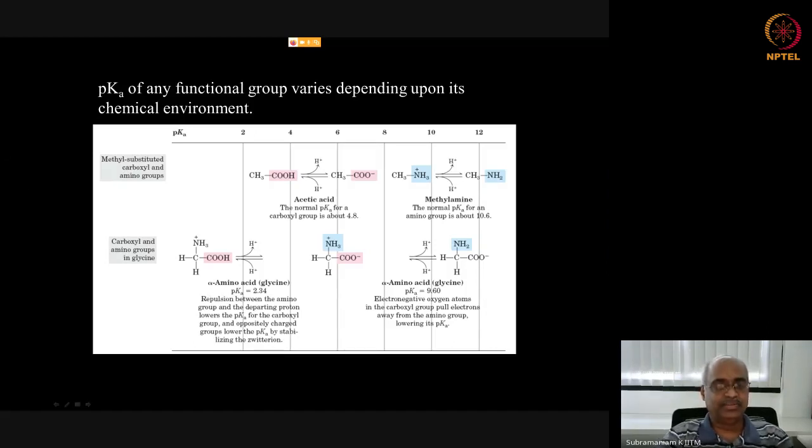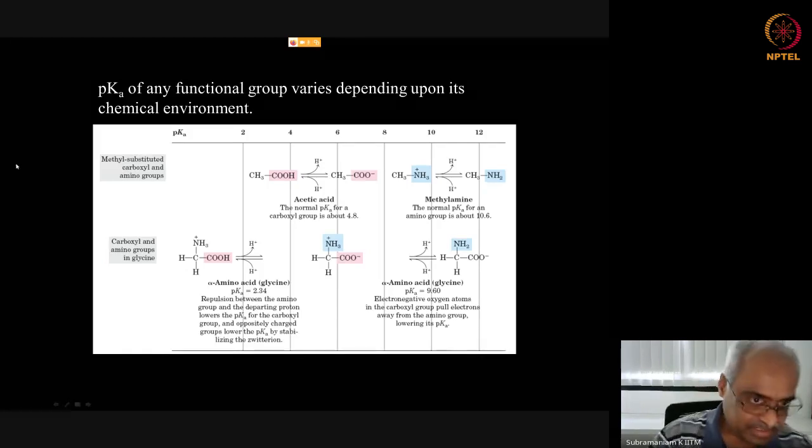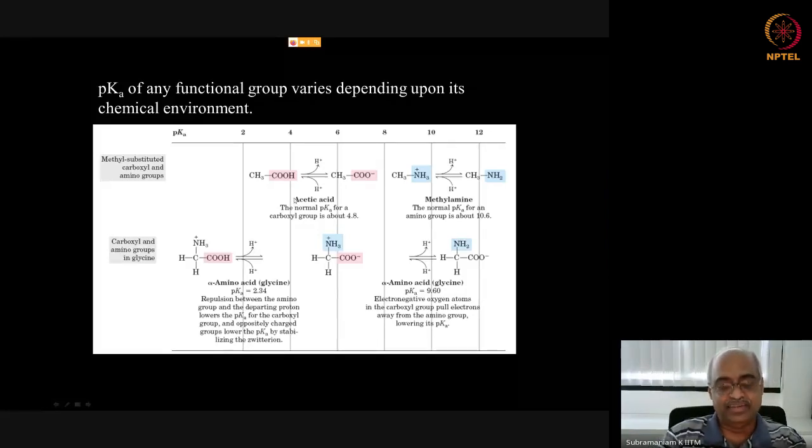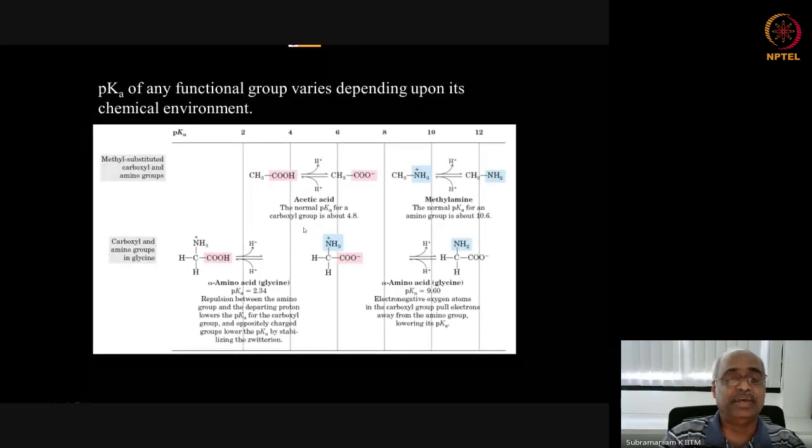So now a small discussion on the consequences of the presence of two charged groups on the same molecule. I actually mentioned this earlier, and I asked you to do it as homework. I'm not sure whether you have figured it out or not, but the answer is here in this slide. The carboxyl group as part of acetic acid has a pKa value of 4.8. Okay. And if you look at the pKa for the same carboxyl group, but in the context of glycine, you have a much lower pKa value.